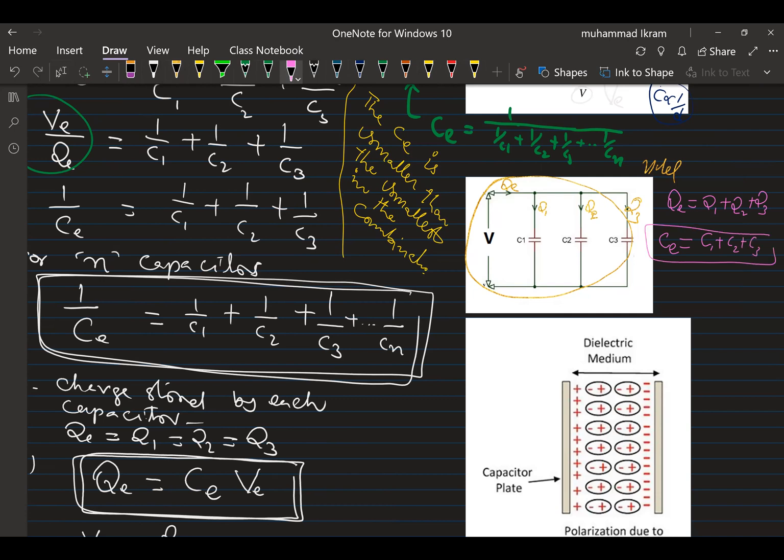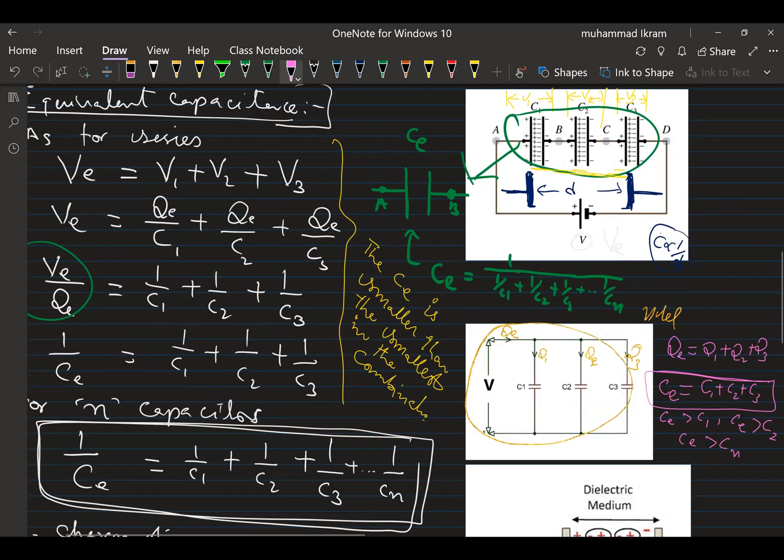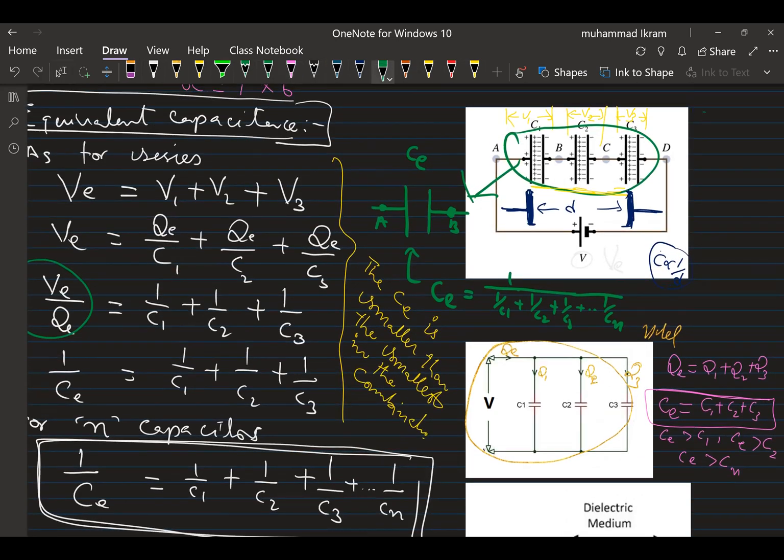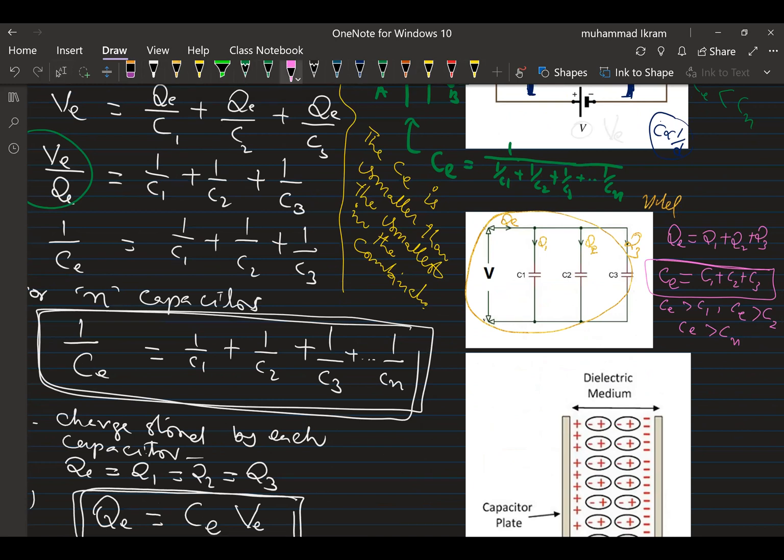And what is this result? The result is important: the equivalent capacitance is the direct sum of all the individual capacitances present in the circuit. That is, the equivalent capacitance is greater than the greatest capacitor in the circuit. C equivalent will be greater than C2, and greater than Cn, contrary to the series case, where C equivalent was smaller than C1, smaller than C2, and smaller than Cn. Here the thing is in the opposite direction.